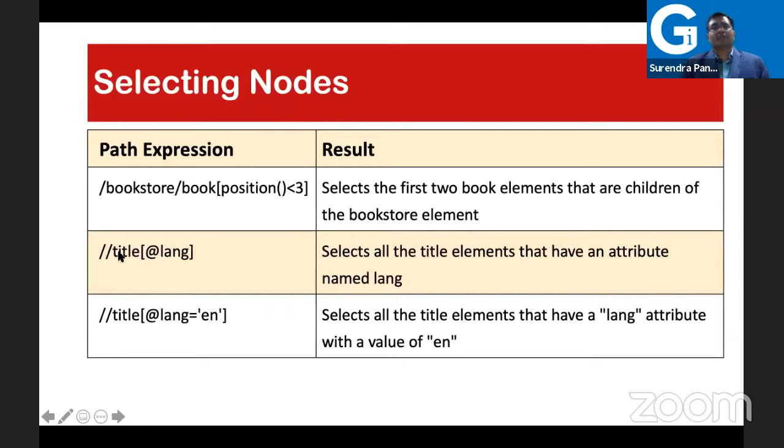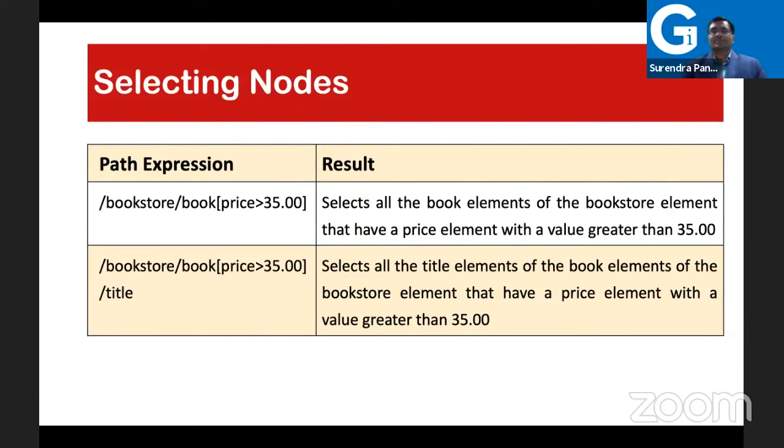But here, the double slash title means it is a relative path, not the absolute path. Whenever I say slash, it is the absolute path. Whenever I say double slash, it is the relative path. So here it is all the title elements that have the attribute named language. In the previous case, we did not specify which language, but in this case we are specifying the value en. So you are selecting all the title elements that have the language with the value en, and only English will be accessed in this case.